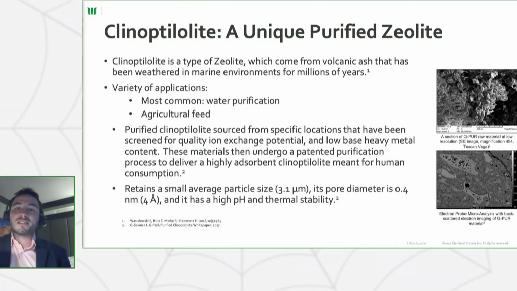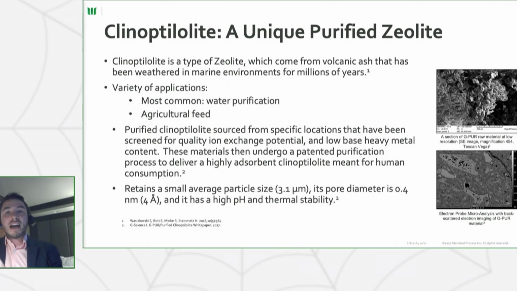Clinoptilolite is unique. It's this material from volcanic ash that's been weathered in a marine environment, that saltwater environment, over millions of years, and it creates this very unique honeycomb structure material that is part of the zeolite family of compounds. But as far as zeolites go, it's probably the best one when it comes to being used as a dietary supplement. Certain other ones, like erionite, have a different crystalline structure, not that honeycomb structure, and that elongated structure actually can make it potentially harmful to humans.